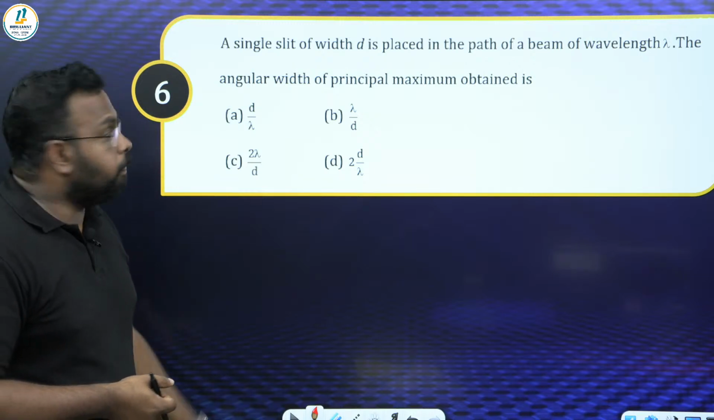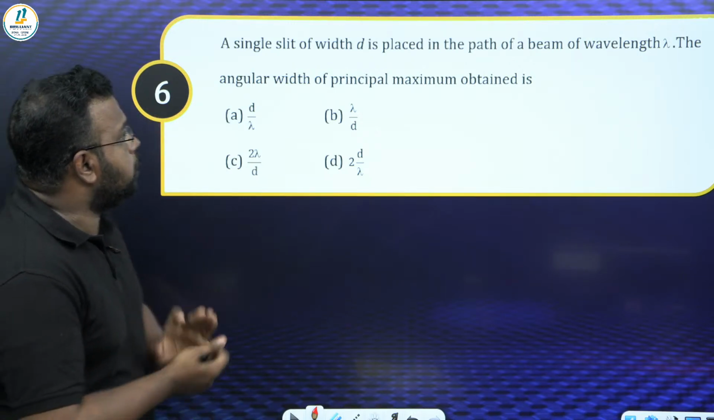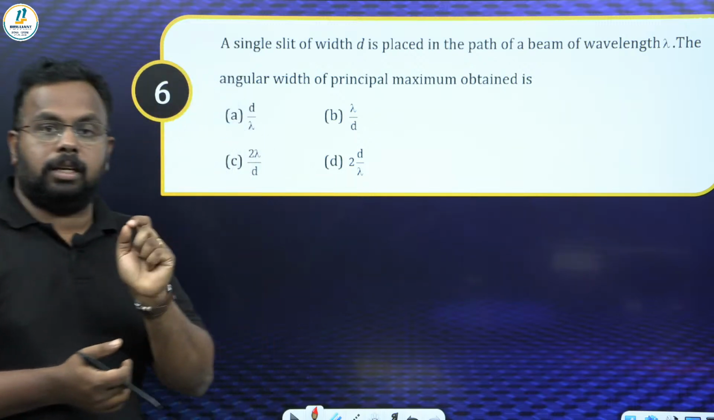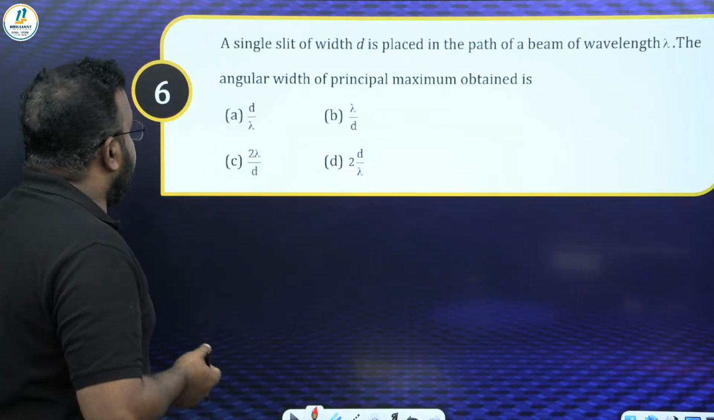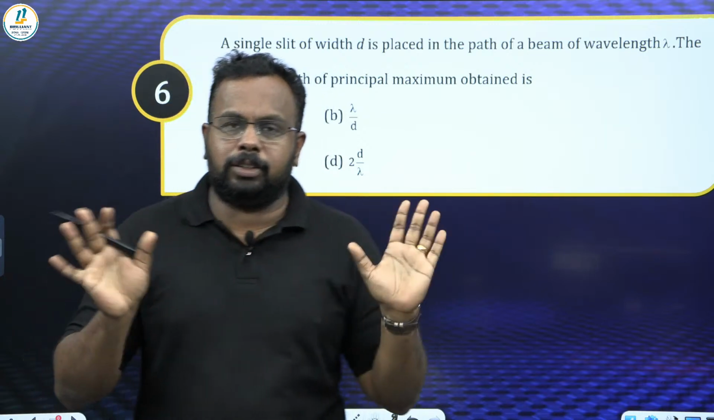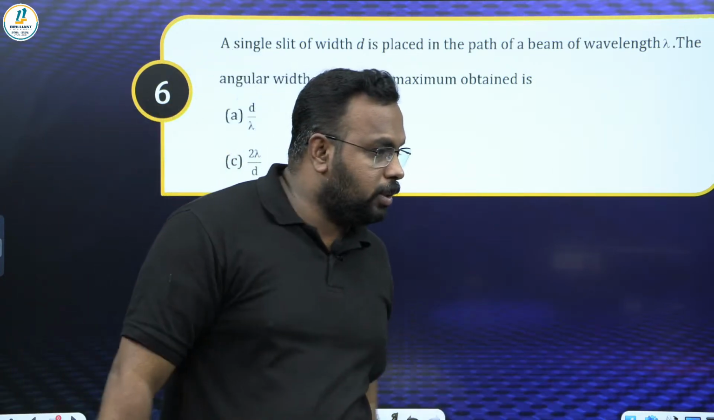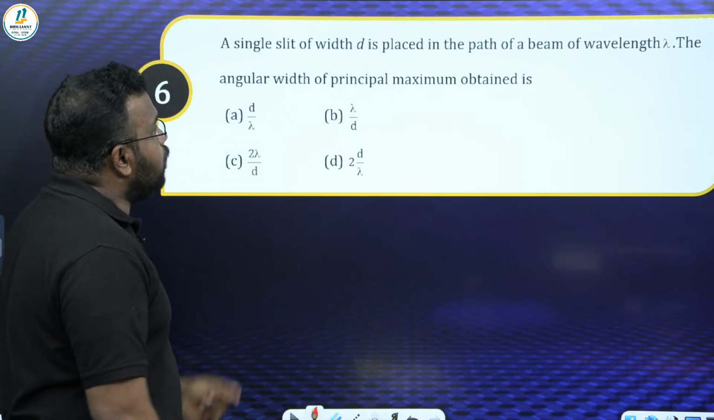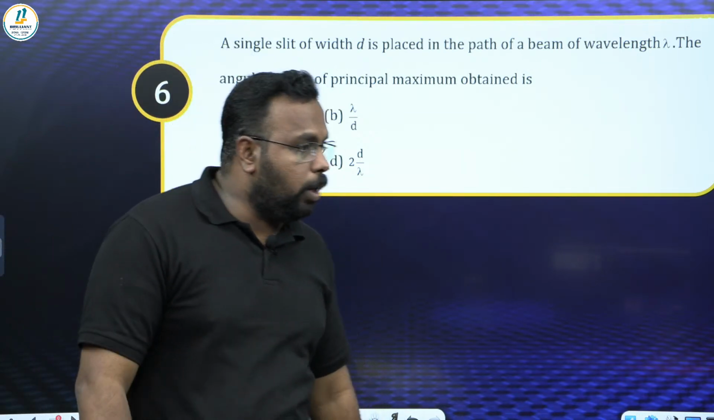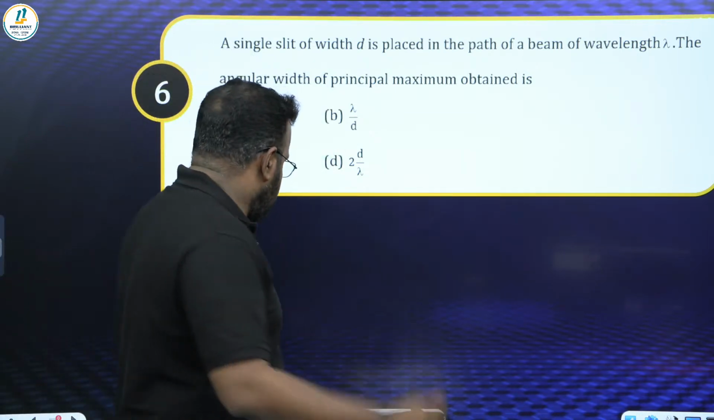Wave optics question. A single slit of width d is placed in the path of a beam of wavelength lambda. The angular width of the principal maximum obtained is. Direct question. Recall the formula. Comment your answers, please, my dear students. Angular width of central maxima in diffraction pattern. Angular width of central maxima.